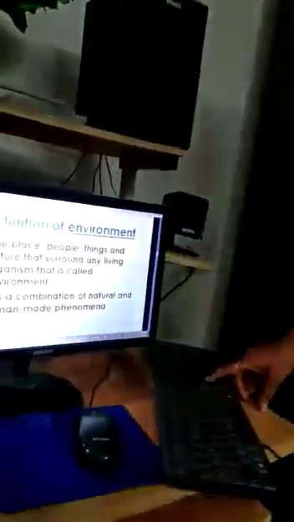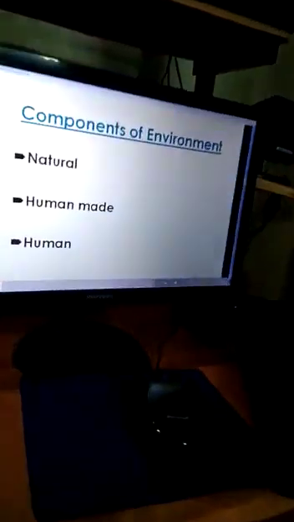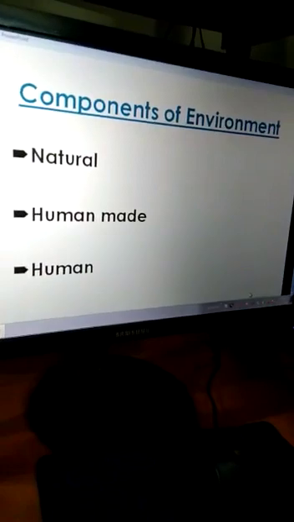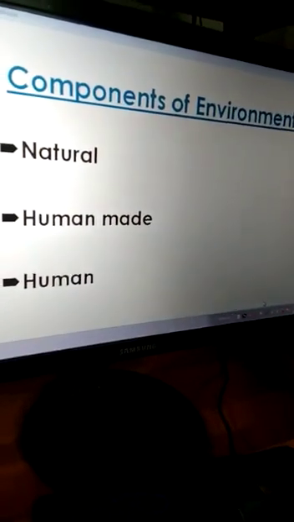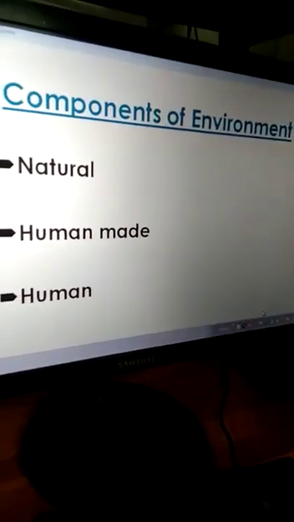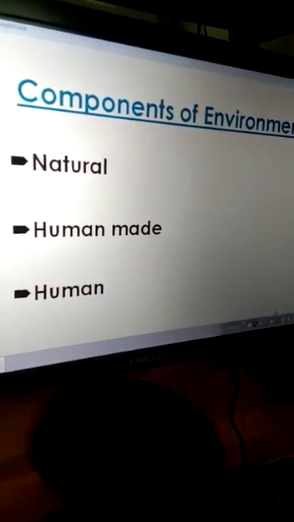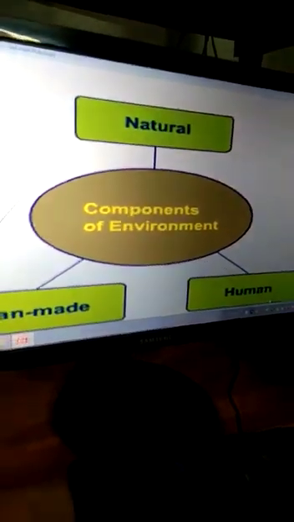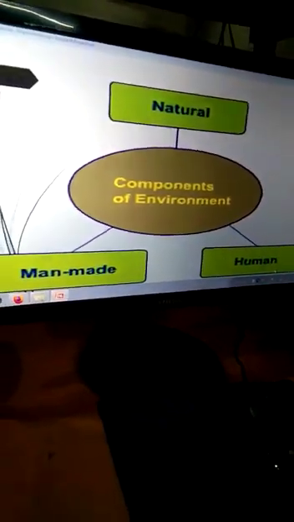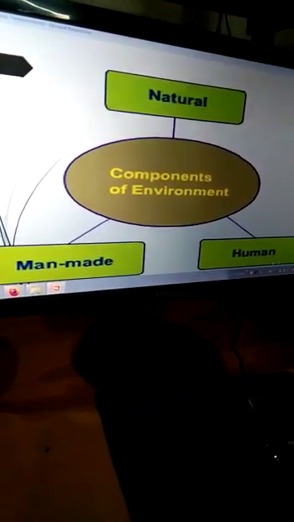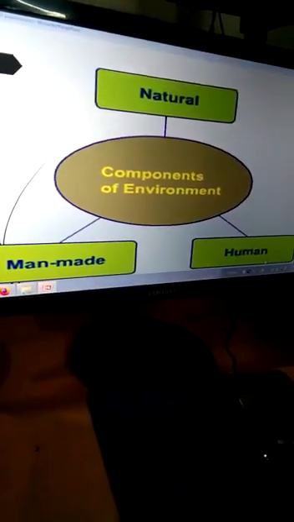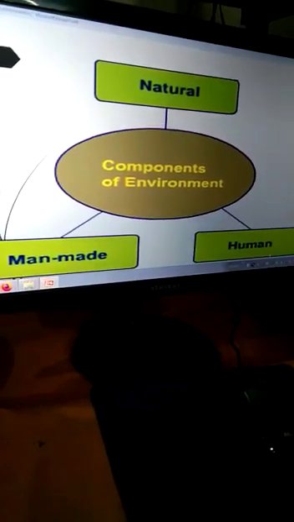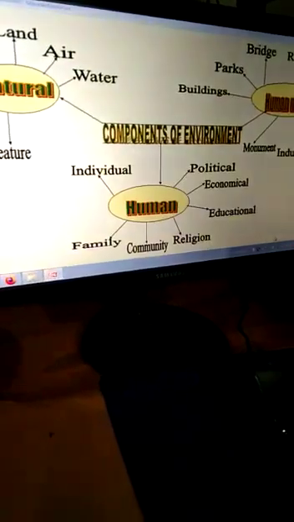Now let me discuss the different components of environment. There are three different components of environment: natural, human-made and human. Natural component, very important. Then comes man-made, that is artificial, and then the human being itself.